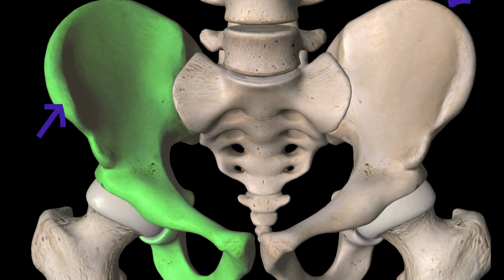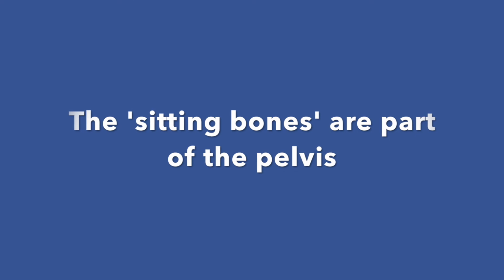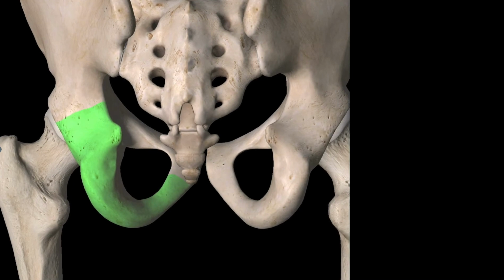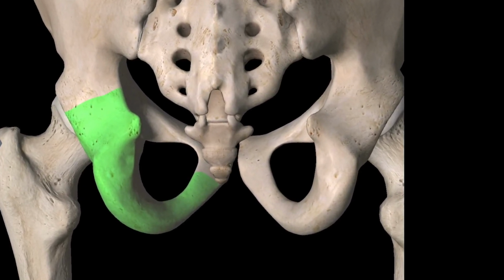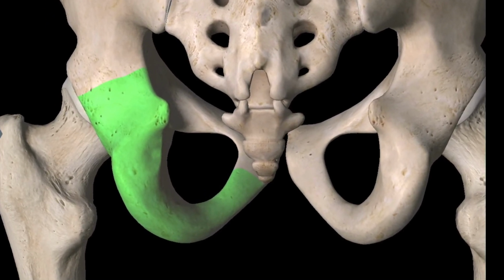The sitting bones are part of the pelvis. Here you can see the sit bone highlighted, and you can see that it's not a bone that is hanging about by itself, but actually is at the very base of the pelvic bone. So we have 2 sit bones, 2 pelvic bones.